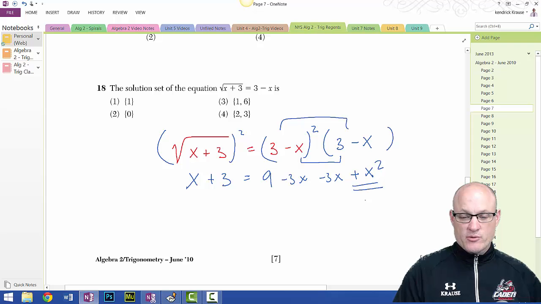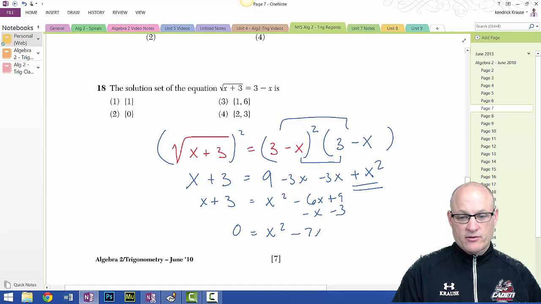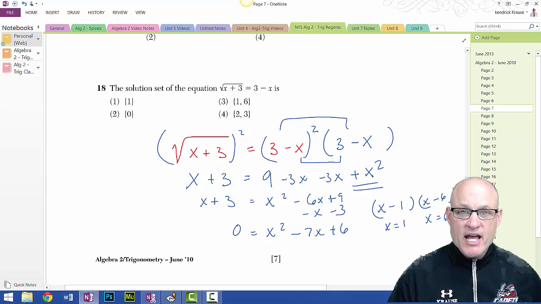Never want to leave your x squared negative, always want to leave your x squared positive, so these things are coming over. Let me clean this up a little bit. X squared minus 6x plus 9. Just going to kind of clean up that side. I end up subtracting this x and subtracting this 3. So I get 0 is equal to x squared minus 7x plus 6. And if I factor this, I get x minus 1, x minus 6. And my two answers are x equals 1 and x equals 6. Check everything.